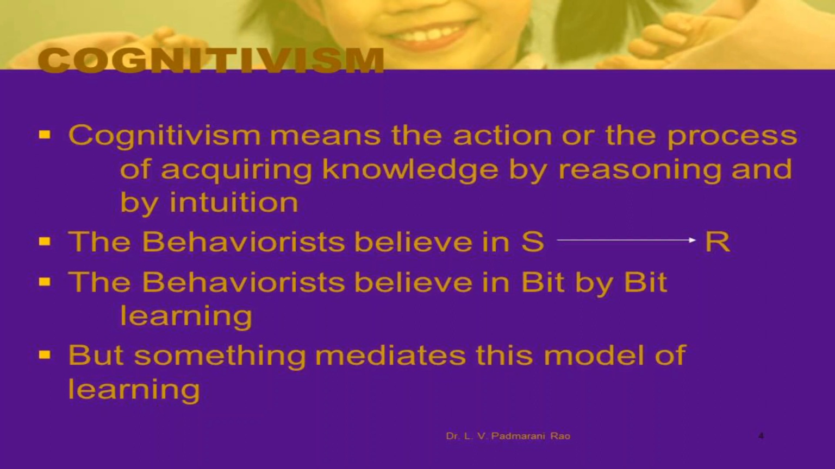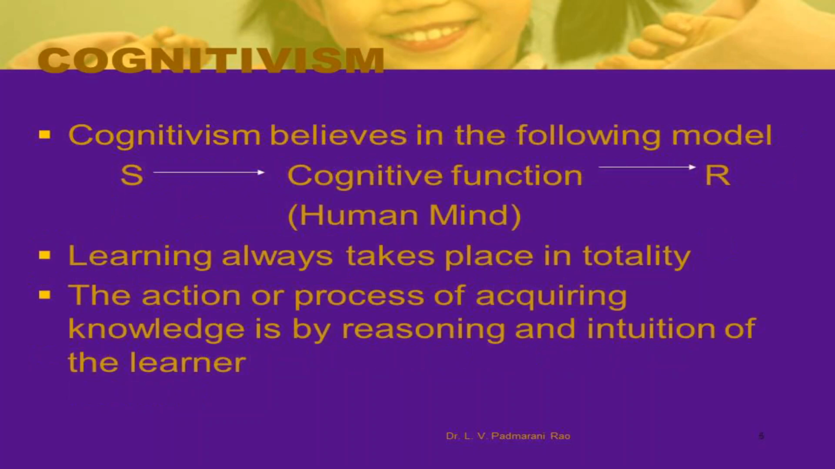While behaviorists provide the model of stimulus giving rise to response in classical conditioning or operant conditioning, the cognitivists believe that there is something which mediates the stimulus and response. Cognitivism means the action or the process of acquiring knowledge by reasoning and by intuition. The behaviorists believe in bit by bit learning and give it in a formula, stimulus giving rise to response. The cognitivists believe that something mediates this model.